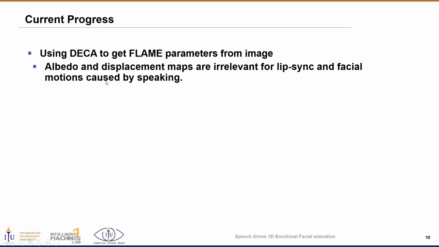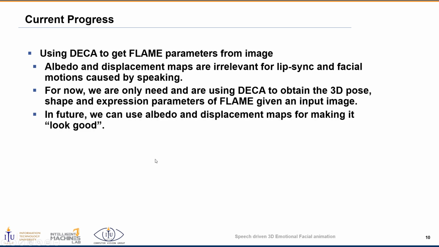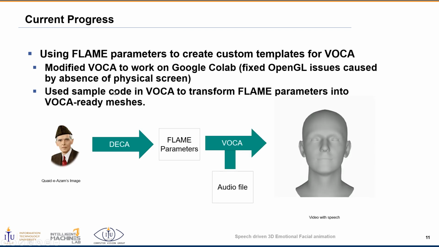So yeah, we don't need the albedo and displacement maps as they are irrelevant for the facial motions. They are just there for making it look good, and we can add them later. It's not really important for the project. Alright, so we are using those FLAME parameters corresponding to each image we got from DECA, and we create custom templates for VOCA, and we gave an audio file to VOCA, and then this is the output.